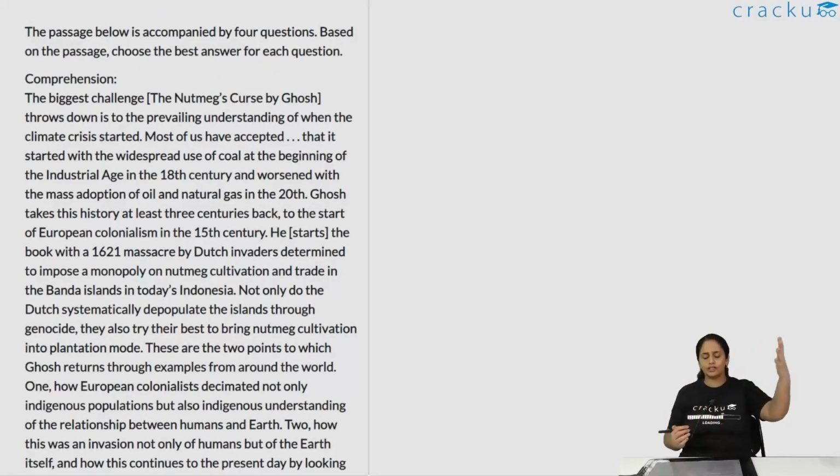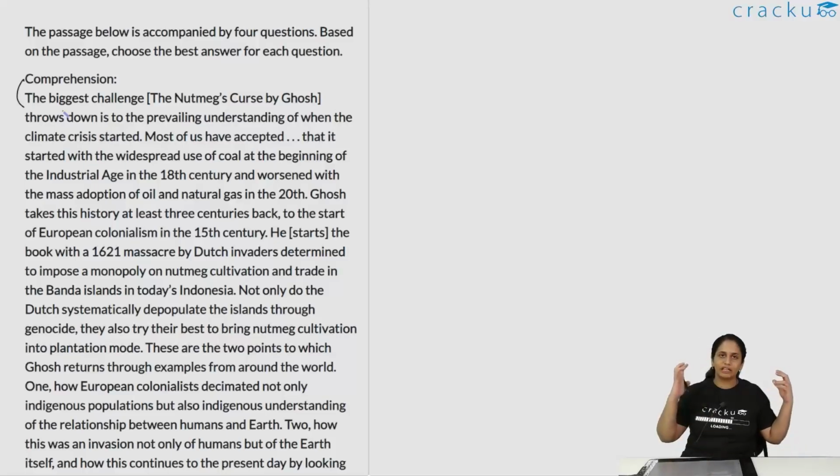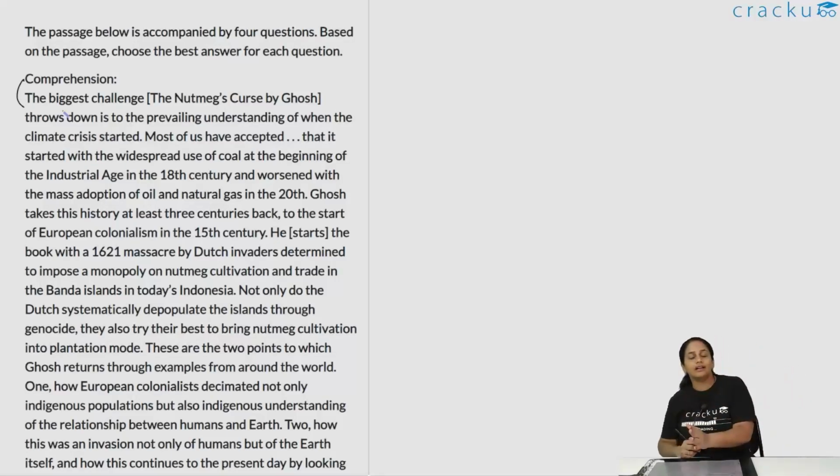So lot is to unpack here. Let's put it in parts, let's cut it. So first thing that the author says that many of us think that the climate crisis started with the industrial age. When we started burning a lot of coal, it produced the smoke that caused the global warming, and that has resulted in the climate crisis that we see today. But Ghosh's book, which is the Nutmeg Curse, says that no, that was not the start of the climate crisis. The start of the climate crisis was actually 300 years earlier with the start of the European colonialism.